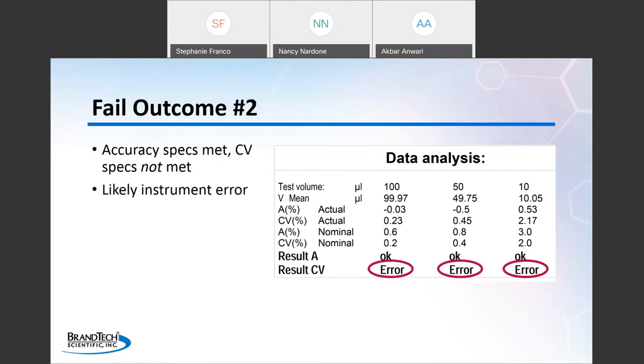But if only one or two of the CVs have not been met, it's possible that the instrument is fine, but there was a technique error in the testing. So again, retest the instrument. Always a safe bet.